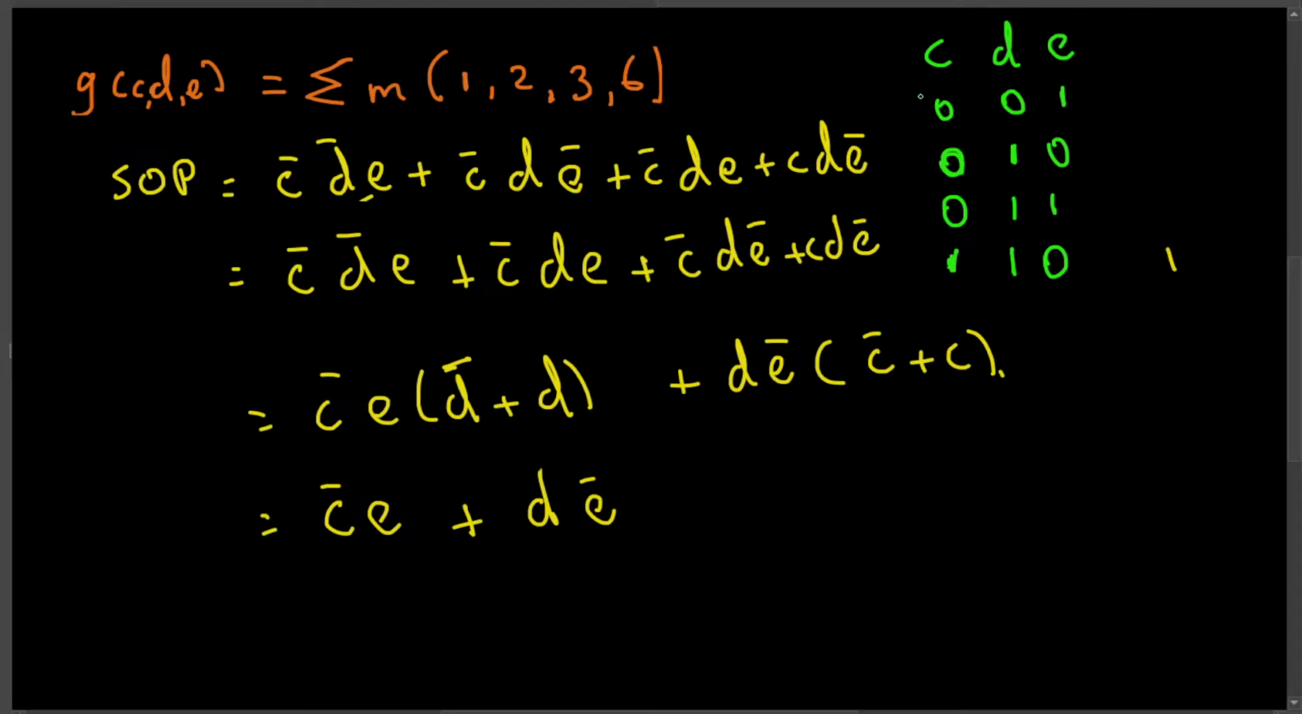This expression is right because if you want to make an AND gate 1, all of them have to be 1. So this is C complement D complement E, and then we have C complement D E complement, and then we have C complement D E, then we have C D E complement. So the expression is right, and we rearrange this one.